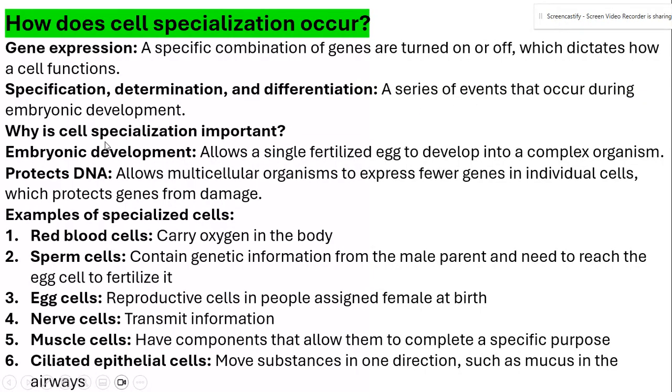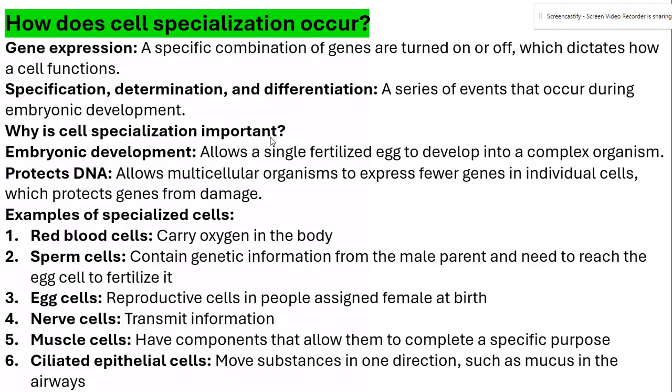What is cell specialization? Why is it important? Embryonic development allows a single fertilized egg to develop into a complex organism. It protects DNA, allowing multicellular organisms to express fewer genes in individual cells, which protects genes from damage. Examples of specialized cells. RBCs carry oxygen in the body. Sperm cells contain genetic information from the male parent and need to reach the egg cell to fertilize it. Egg cells are reproductive cells in people assigned female at birth.